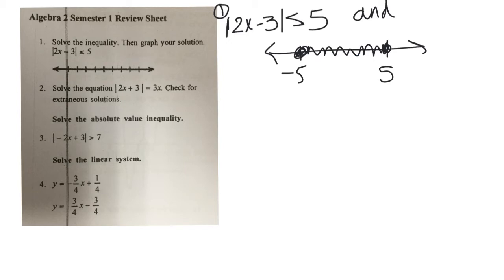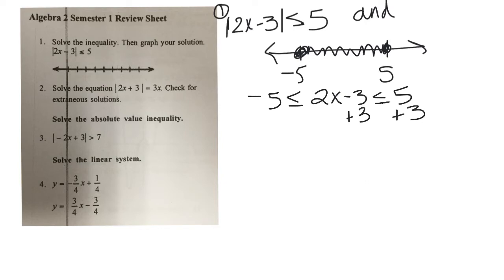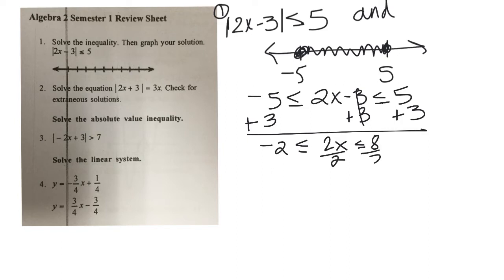So we get that negative 5 is less than or equal to 2x minus 3, which is less than or equal to 5. And then whatever we do to the middle, we're going to do to both the right and the left. So then we have negative 2 is less than or equal to 2x, the negative 3 and 3 cancel, less than or equal to 8. Divide by 2. And negative 1 is less than or equal to x, less than or equal to 4.